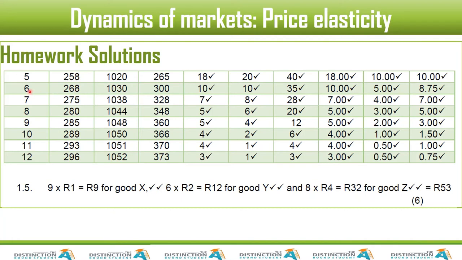So that is 6 units of good 2. So 6 times 2, that is 12. So already the consumer has used 21 rand. And then we go to the last one, which is this one here.